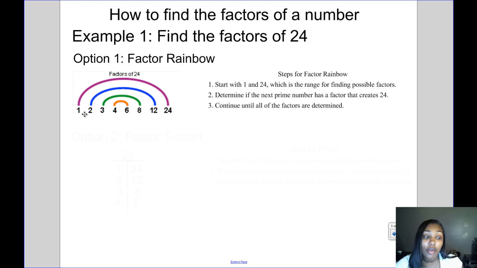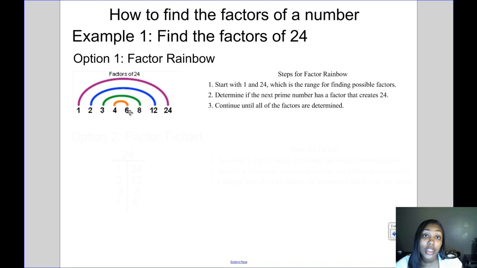Then you want to think about, okay, does anything multiply with 2 to give me 24? Well, we know that 2 times 12 gives us 24. So that's the next part of our rainbow. Then you think about the next number, 3. Does anything multiply with 3 to give us 24? Well, 3 times 8 actually gives us 24. So that's our next pair of factors. Then we go to the next number, 4. Anything multiply with 4 to give you 24? And we know 4 times 6 gives you 24.